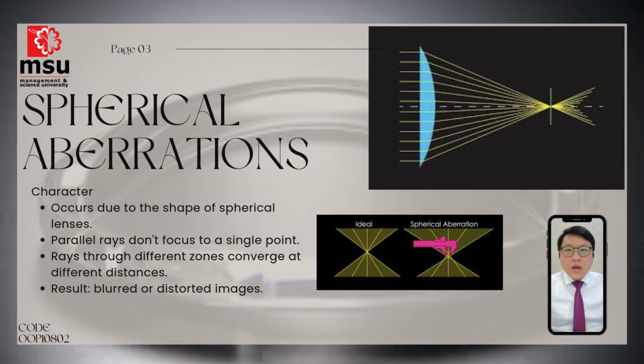Spherical aberration arises because a simple spherical lens cannot perfectly focus all incoming light rays to a single point. Rays entering the lens closer to the center converge further away, while those entering the outer edge focus closer. This mismatch in focal points leads to a blurred image with a poorly defined focal plane.